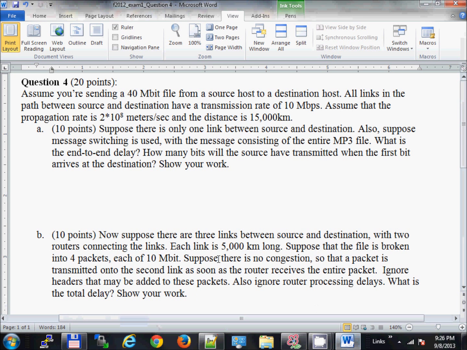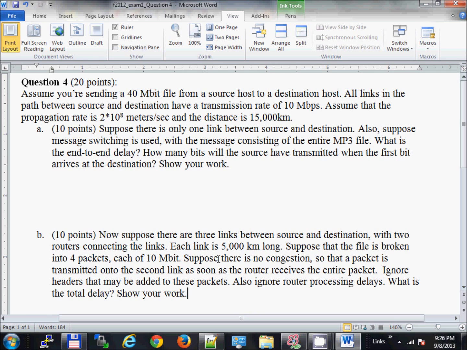Okay, we're going to look at the problem which was on the first exam last year. This was one of the more challenging problems that students faced. So let's take a look. It says question 4, 20 points out of 100. So that was a pretty big question in the exam. And let's read the instruction.